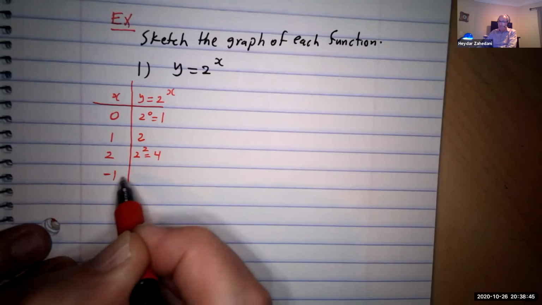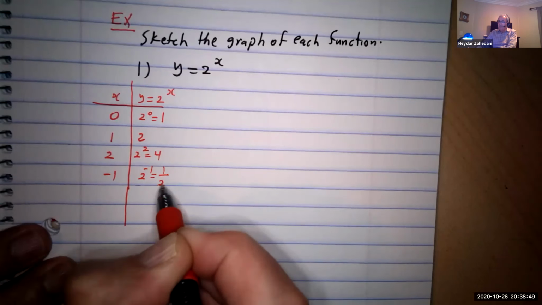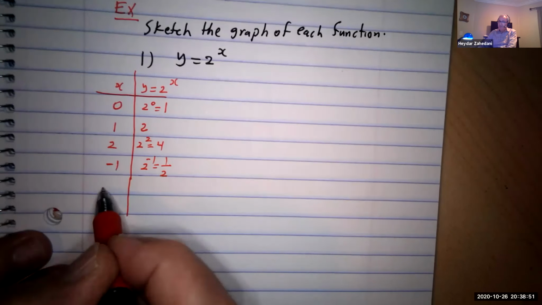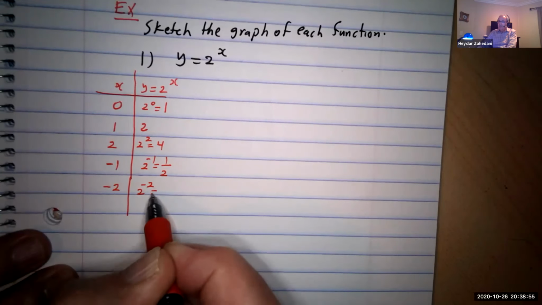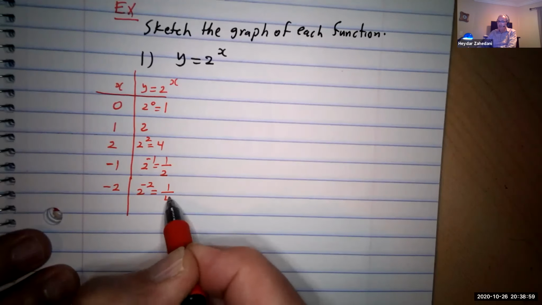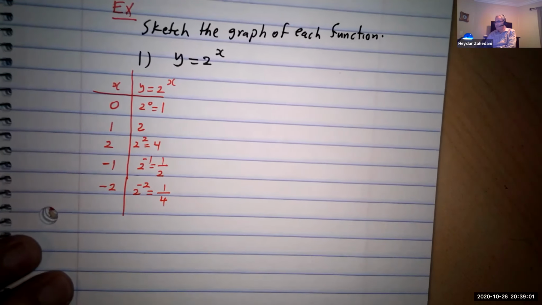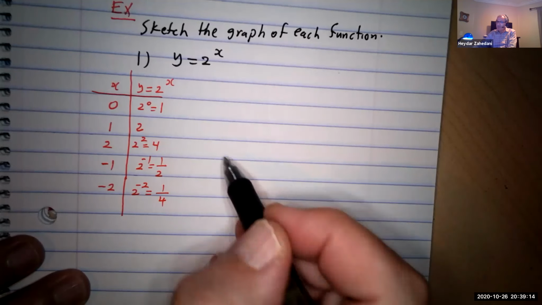And you pick a negative 1, so that gives you 2 to the negative 1. We already talked about it, 1 half. And you pick a negative 2, so that gives you 2 to the negative 2, which is 1 over 2 squared, and this is equal to a quarter. Any question? So put these on the xy coordinate, connect them together to give you a nice graph.